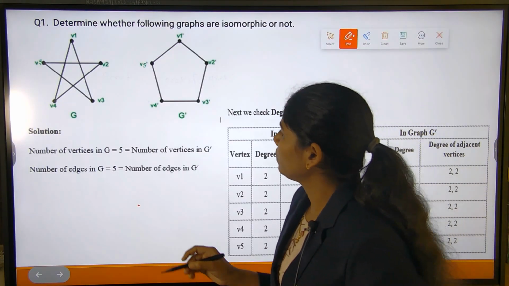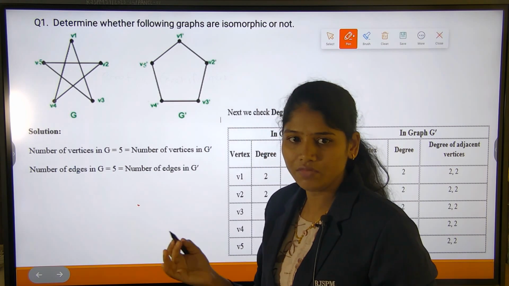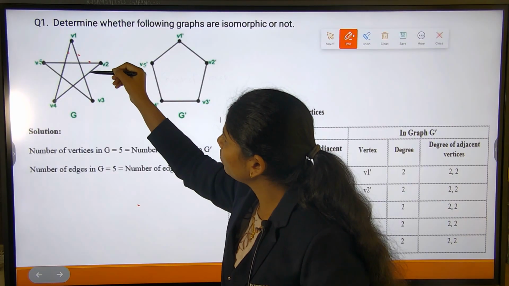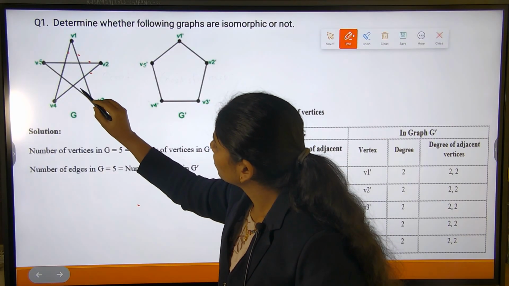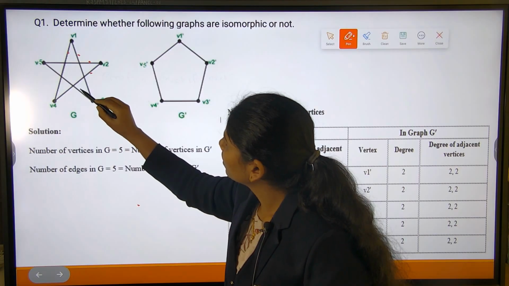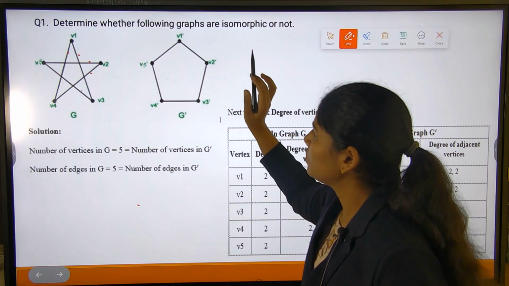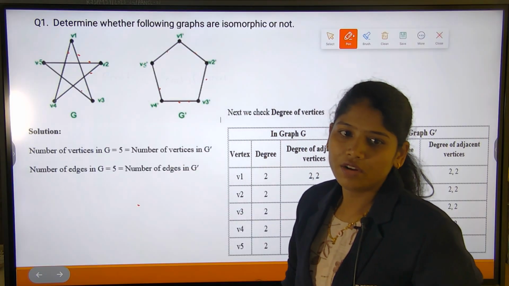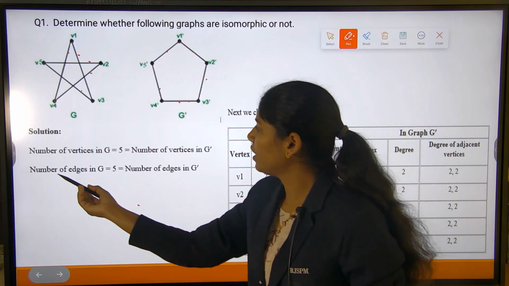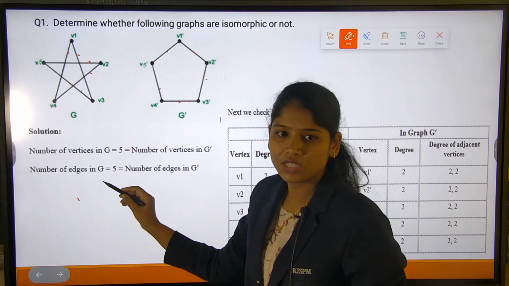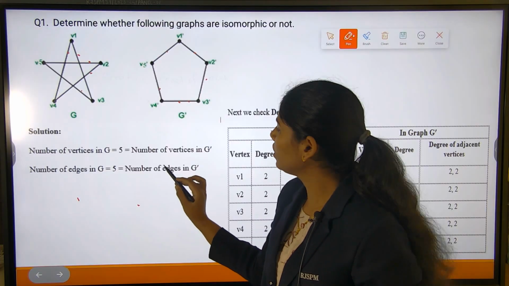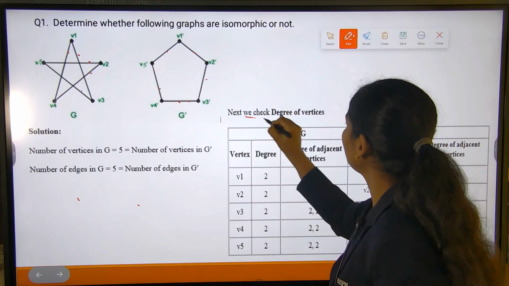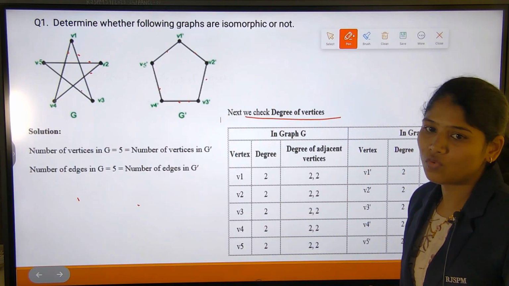Same for edges. Check the number of edges in G and G dash. Here the total number of edges is 1, 2, 3, 4 and 5. In G dash also 1, 2, 3, 4 and 5, so there are 5 edges. I have written here: number of edges in G equals 5, equal to the number of edges in G dash. Next we need to check the degree of the vertices.